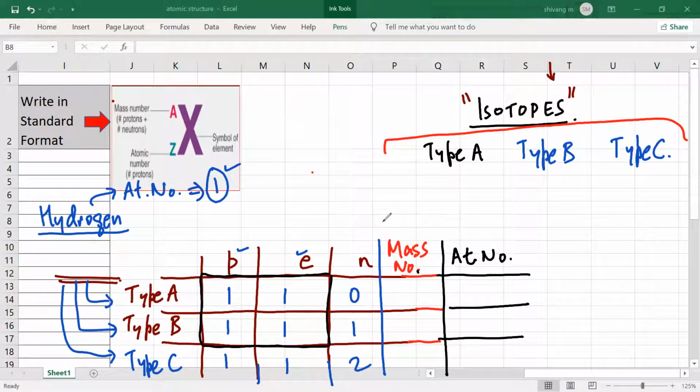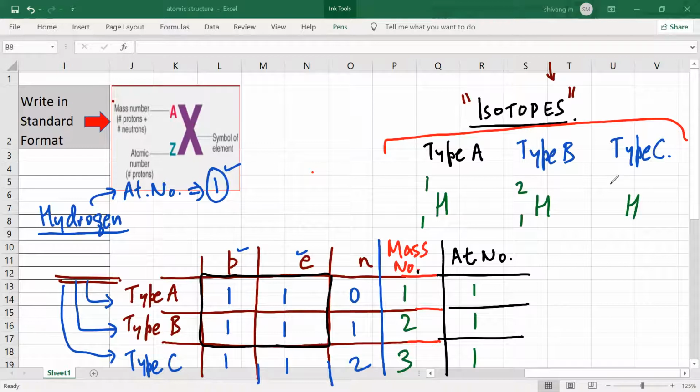Mr. Satya, what would be the mass number of type A? 1. What would be the mass number of type B? 2, and type C is 3. What would be the atomic number of type A? 1, type B 1. What should I write here? The symbol, sir, H. Up there would be 1, and below also it would be 1. Then it would be 2, and below it would be 1.